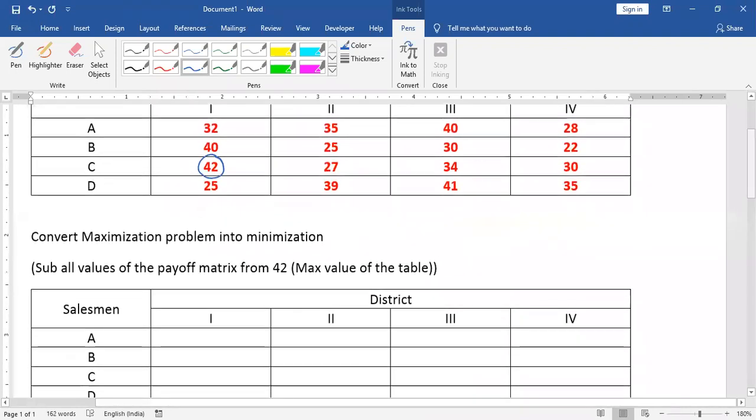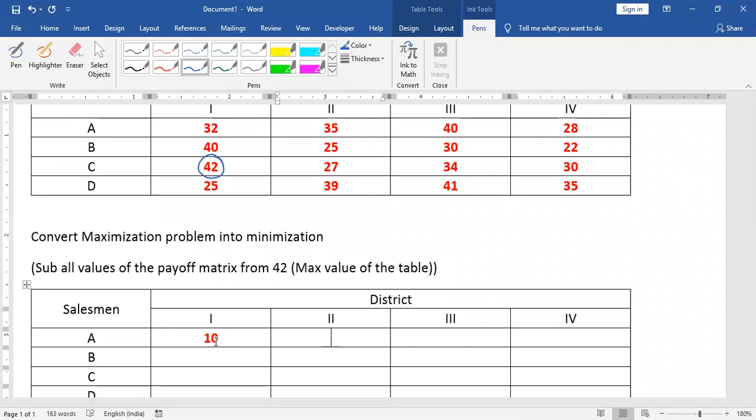42 minus 32 becomes 10. 42 minus 35 is 7. 42 minus 40 is 2. 42 minus 28 is 14. Then 42 minus 40 is 2. 42 minus 25 is 17. 42 minus 30 is 12. 42 minus 22 is 20. And similarly, 42 minus 42 is 0.